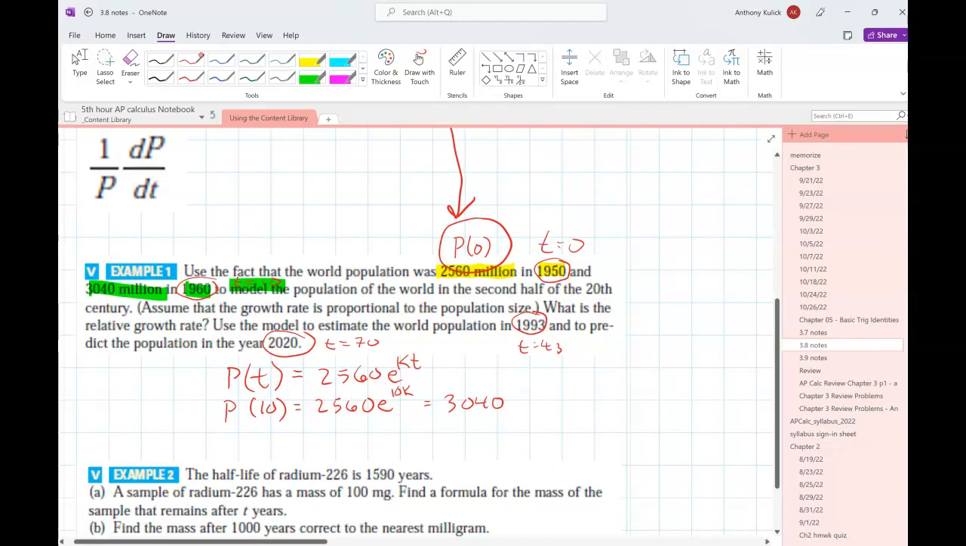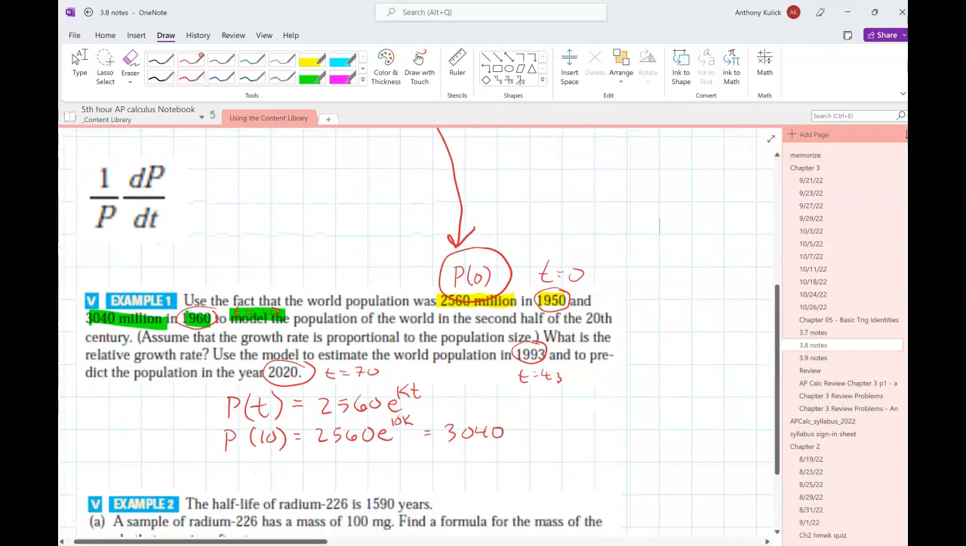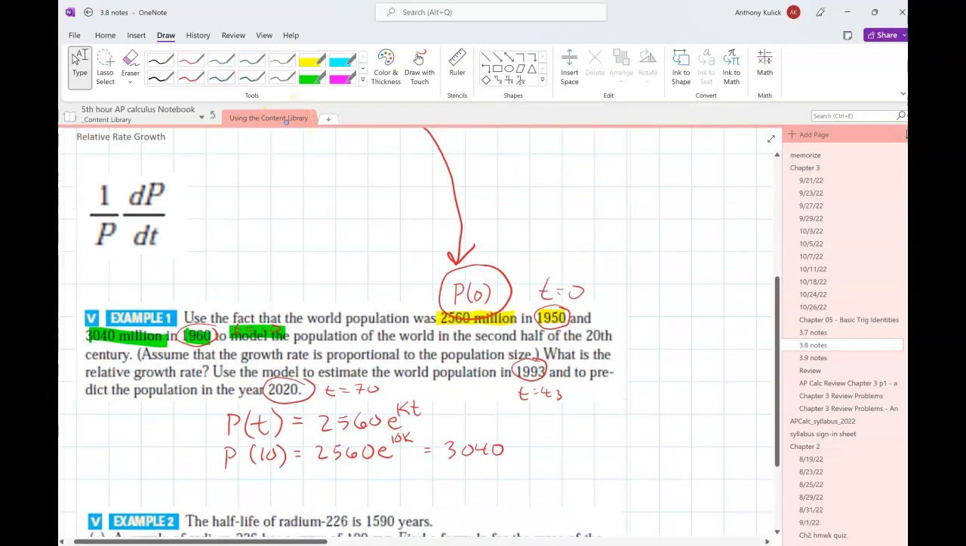So, how do we solve for k? Why are we still using the 2,560 for y? We wouldn't use, because that's y of 0, okay, right? That's a constant. So solving for k, Mia. Is P of t the same as P of 0? No, P of t is my y of t. That's the name of my function.